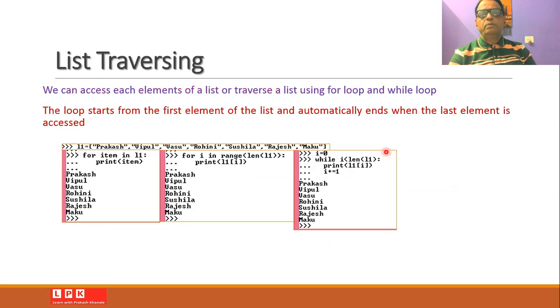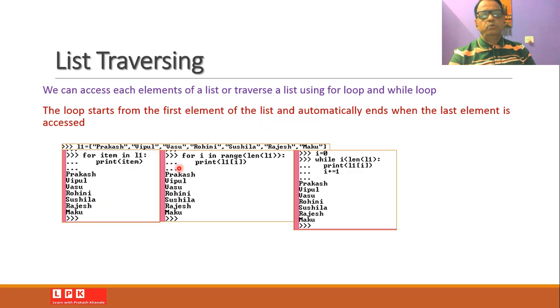It is possible to visit each and every element of the list. Whenever we visit each and every element of the list, that is called traversing of the list. Whenever you want to perform list traversing, it can be achieved either by using a for loop or by using a while loop. For example, I am having a list L1 consisting of elements such as Prakash, Vipul, Vasu, Rohini, Sushila, Rajesh, and Maku. If I write for item in L1 colon print item, then you will find that all the elements in the list are printed on the screen.